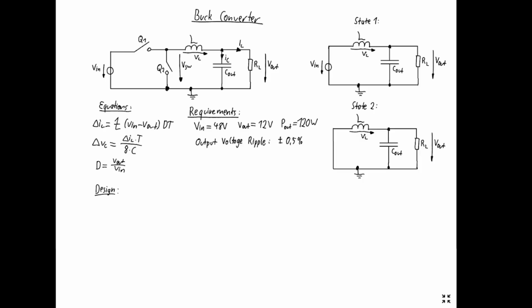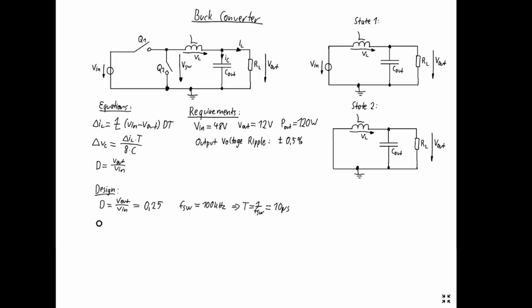Now let's start with our design. First off, we calculate the duty cycle, which, if you plug in the numbers, is 0.25. Then as a switching frequency, I chose 100 kilohertz, which gives us a period time of 10 microseconds.